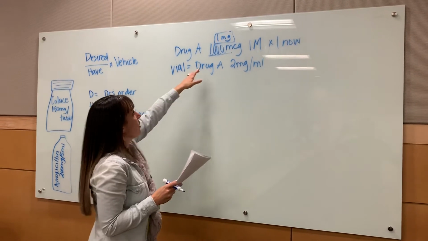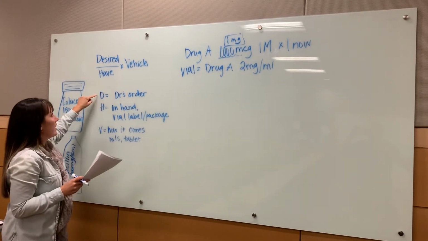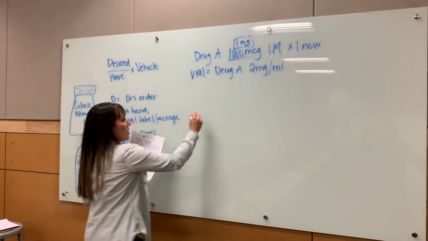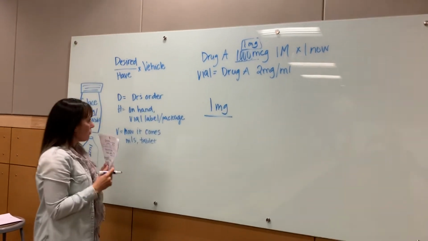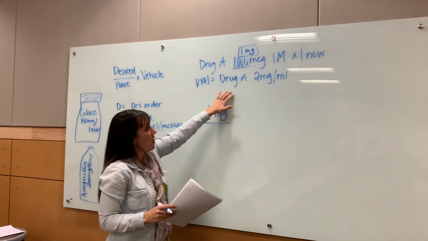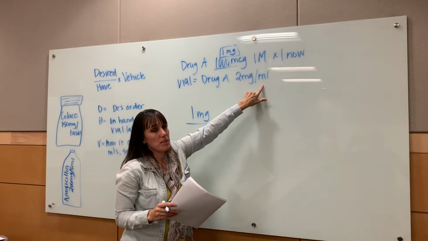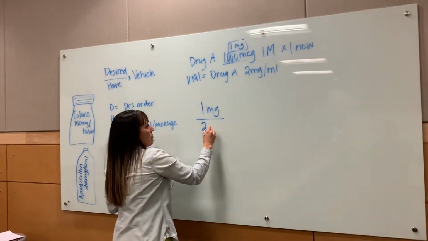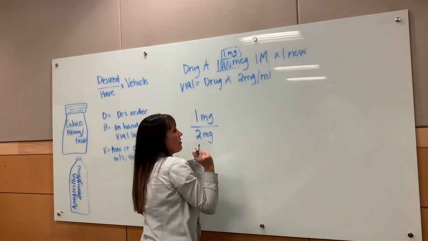So the order, this is the doctor's order, right? Where is this going to fit here? It's going to fit with the D of the desired over have. So we're going to put 1 milligram as the numerator. So what's our have, our H? What do we have? It's what's on the label. So on the vial, it says there's 2 milligrams per milliliter. And so we're going to put the 2 milligrams down here. That's how many milligrams we have.